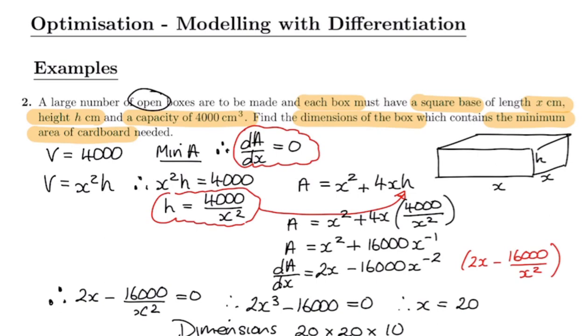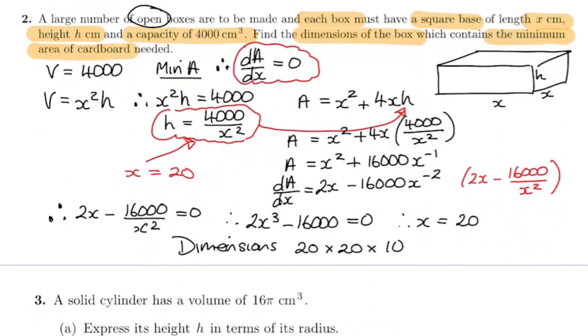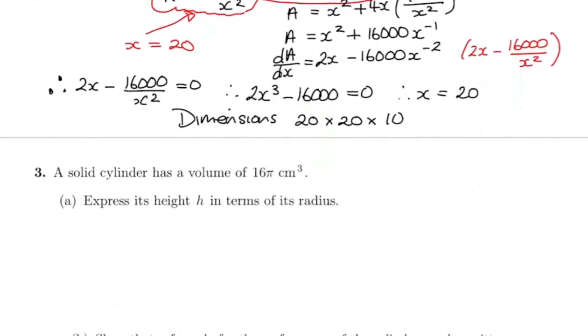Because if you put x equals 20, I'll just highlight that. If you put x equals 20 into your formula for h, you get 10. And that's the dimensions of the box. Now, often with a question like this, they break it down for you. You will notice I've not done question 1, and I'm not going to do question 4. Those are left for you to do.